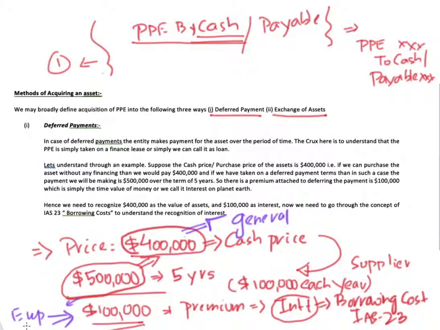To sum up, when you see a deferred payment transaction, where the payment is deferred, you need to look for the cash price of the asset, the price at which the asset can be acquired now without deferring the payment. You need to recognize the transaction at the cash price, assuming that the asset is available for use. If it's not the case, IAS 23 will come into the picture and apply the concept of borrowing cost.